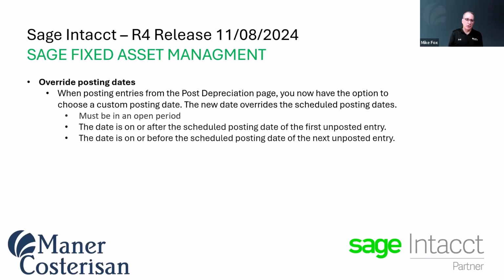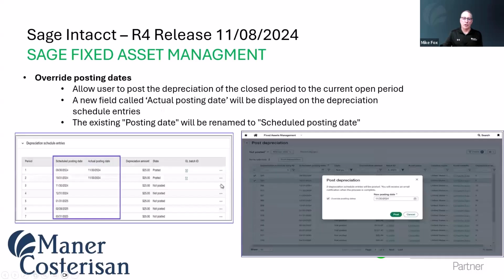The posting date that you choose has to be in an open period, and the date that you choose is on or after the scheduled posting date of the first unposted entry, and the date is on or before the scheduled posting date of the next unposted entry. So that's a lot of verbiage there. But this is kind of what it looks like in this little screenshot.